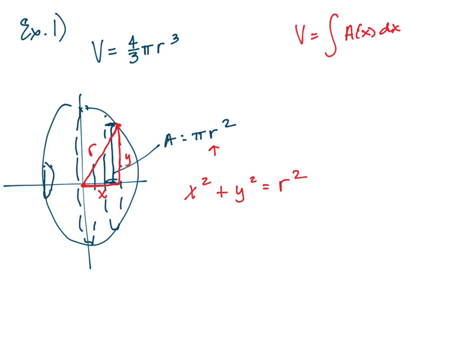So we want to integrate with respect to x, which means we want our equation to be in y equals form. Okay, so we have this relationship here. We want this to be solved for y so that we can use it in our area function. So what are you saying? The square root of r squared minus x squared. Good. So y is equal to the square root of r squared minus x squared.